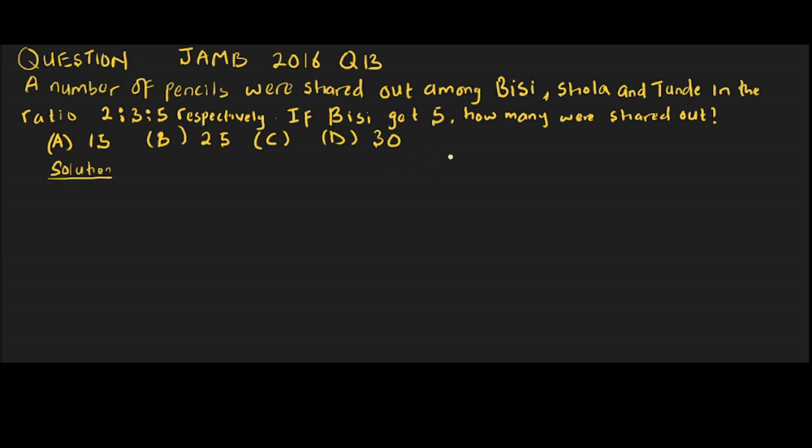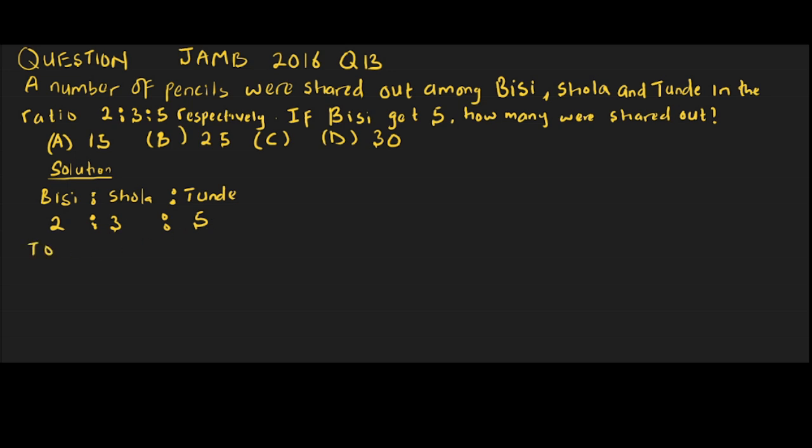In this question, we are asked to find the number of pencils shared out. That means we want to find the total number of pencils shared out. Now, in the ratio they've shared, we have BC, Shola, Tunde. We have it to be 2, 3, 5. These are the ratio. BC has ratio 2, Shola 3, and Tunde 5.